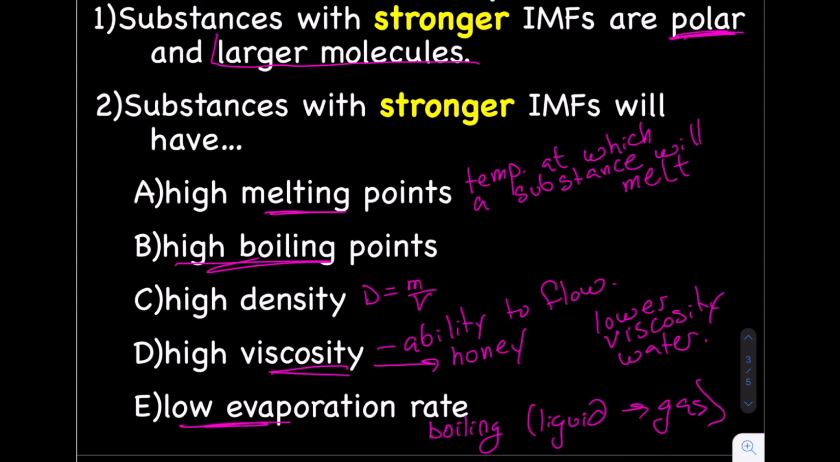So again, substances with stronger IMFs, these polar and larger molecules, will have high melting points, high boiling points, high density, high viscosity, and low evaporation rates. So let's now compare that to substances with weaker IMFs. And just as a preview, it's going to be the opposite.